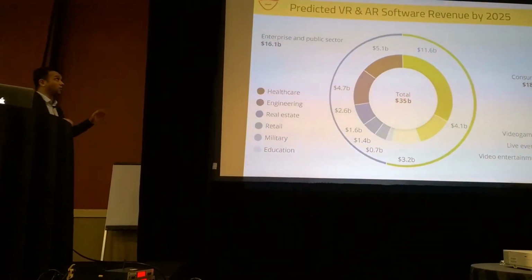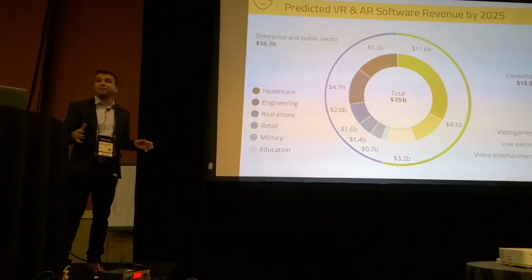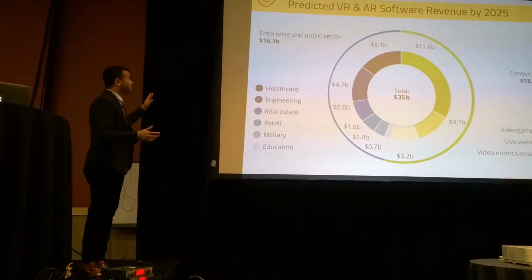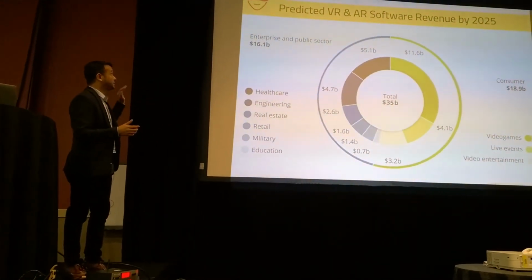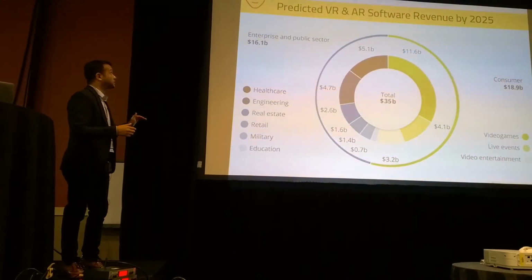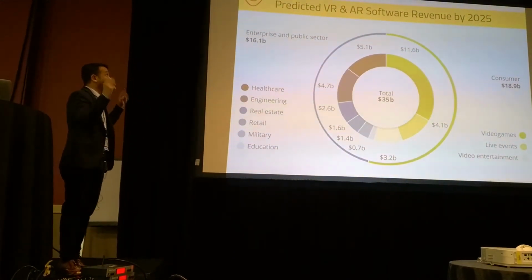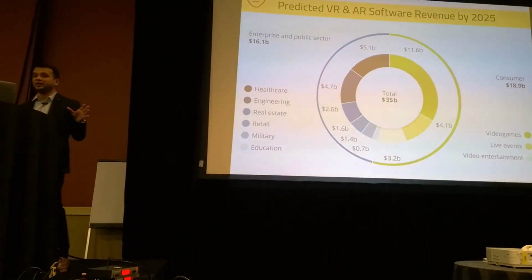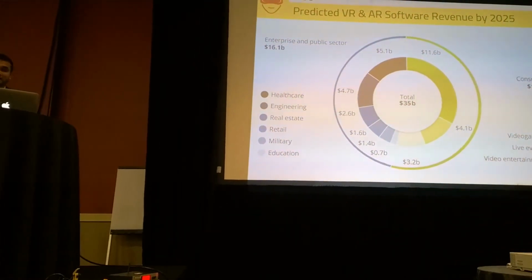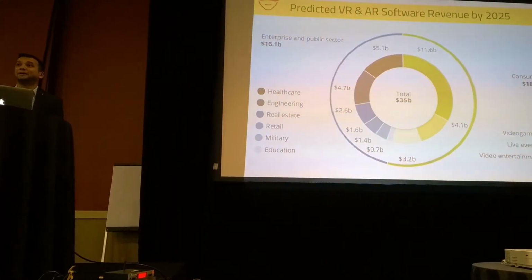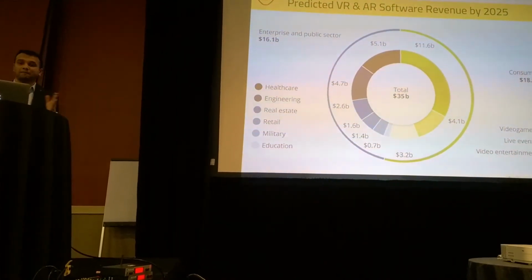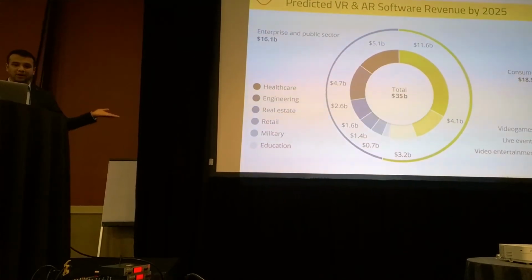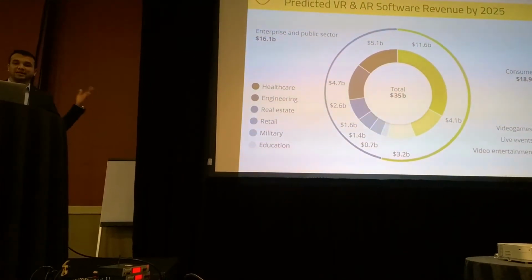This is how real it is, follow the money, right? So you've got an estimated $16.1 billion coming in terms of software revenues from VR and AR from the enterprise and the public sector, and you have the consumer market at about $18.9 billion. So you have a combined revenue of close to about $40 billion between enterprise and consumer.